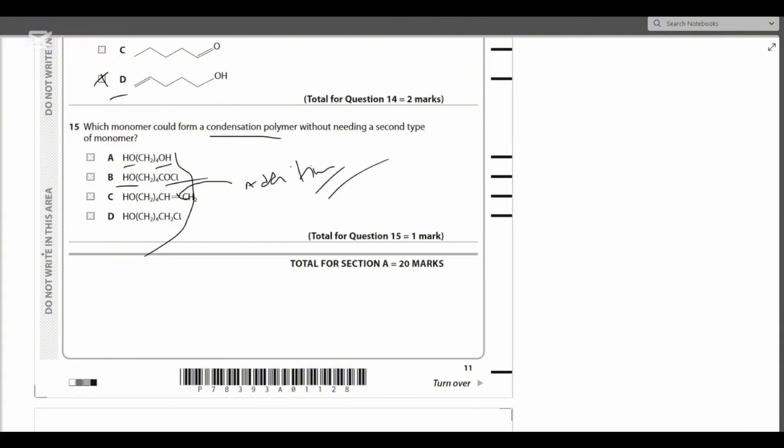The next one is D. Now in case of D, we can see very clearly it's not going to work because one monomer is not going to react with the halogen and alkene on the second monomer. So the only correct option is B, because we have two different functional groups, and a second type of monomer would not be required for the formation of a condensation polymer.